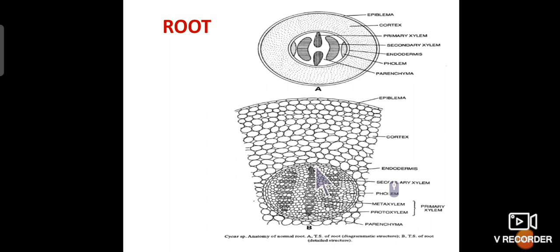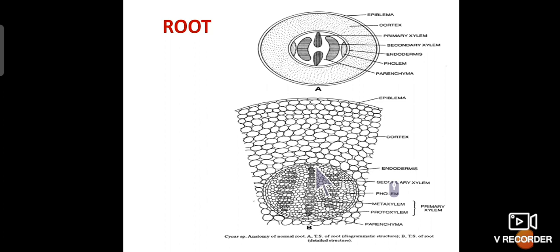Just below the endodermis, this layer here, is the pericycle. The pericycle is multi-layered, consisting of thin-walled parenchymatous cells, and just like in the cortex, even the pericycle here is filled with starch grains. Just below the pericycle, we can see the vascular tissue.